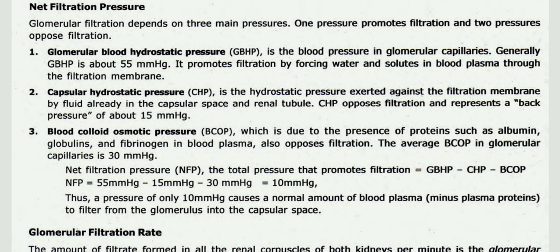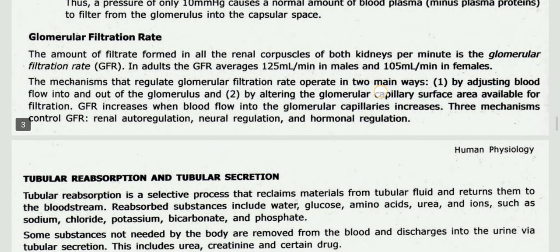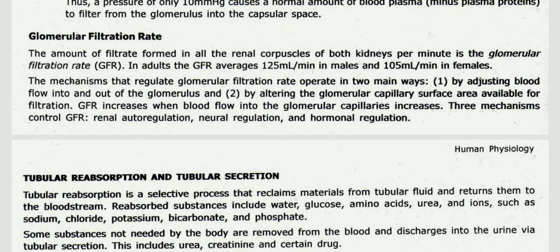Thus, a pressure of only 10 mmHg causes a normal amount of blood plasma minus plasma proteins to filter from the glomerulus into the capsular space. Then, next topic, glomerular filtration rate. The amount of filtrate formed in all the renal corpuscles of both kidneys per minute is the glomerular filtration rate.